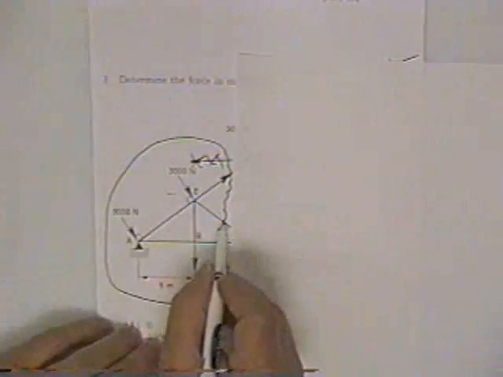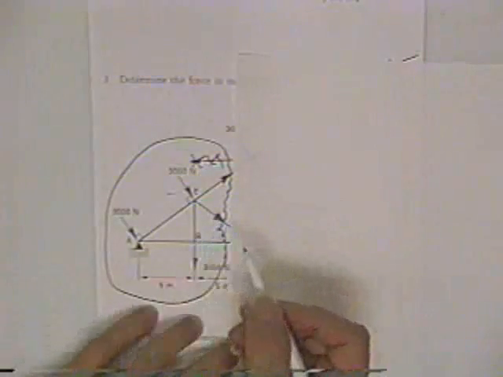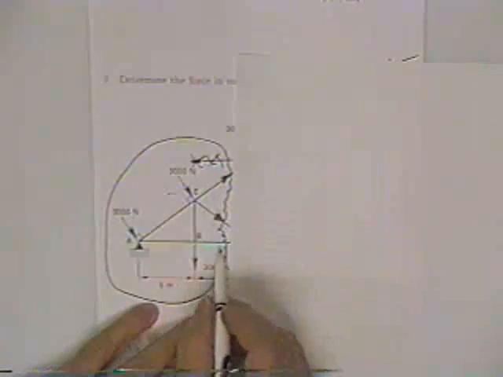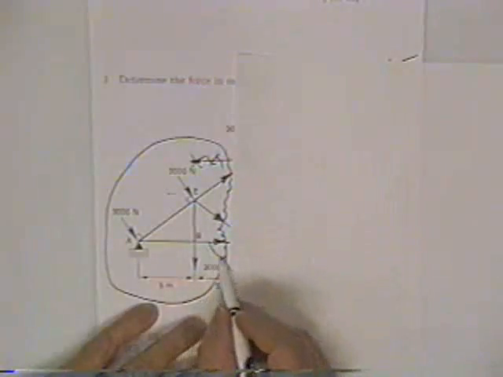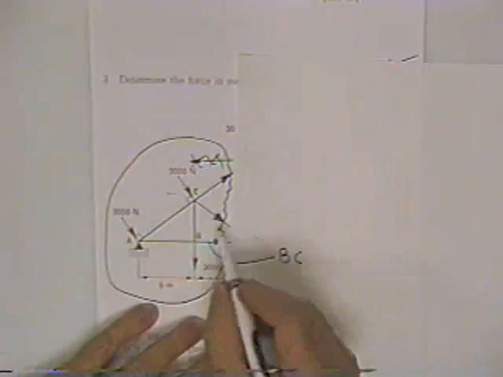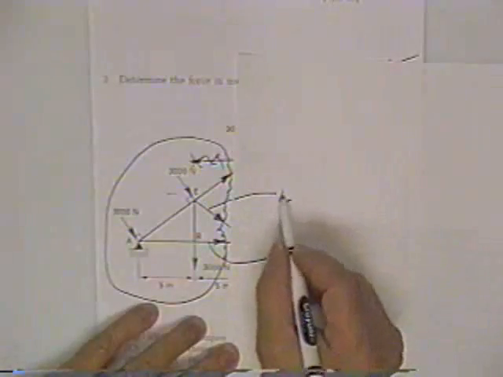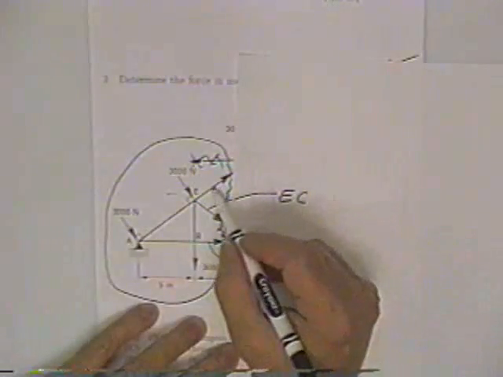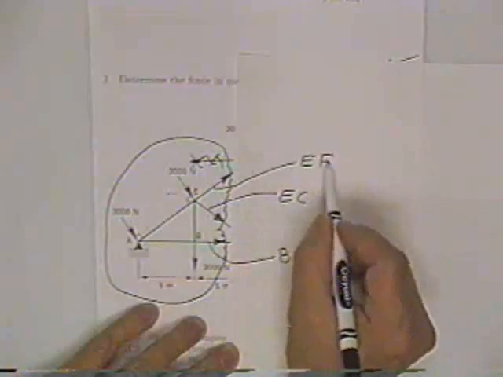Alright, next, here is a guessed arrowhead. It may be wrong. Here is a guessed arrowhead. It may be wrong. This guy's name is BC. This guy's name is EC. And this guy's name is EF.